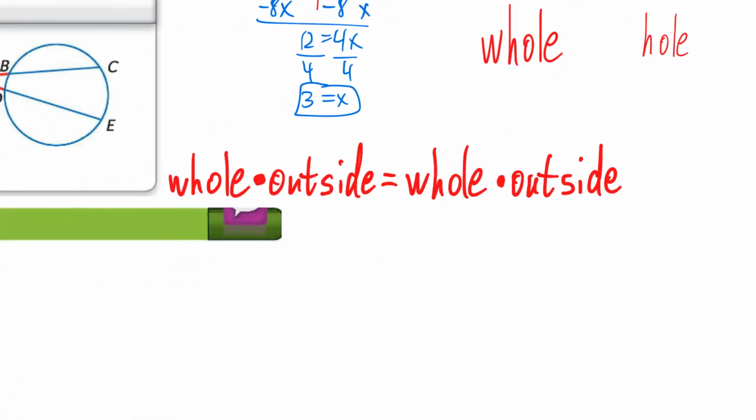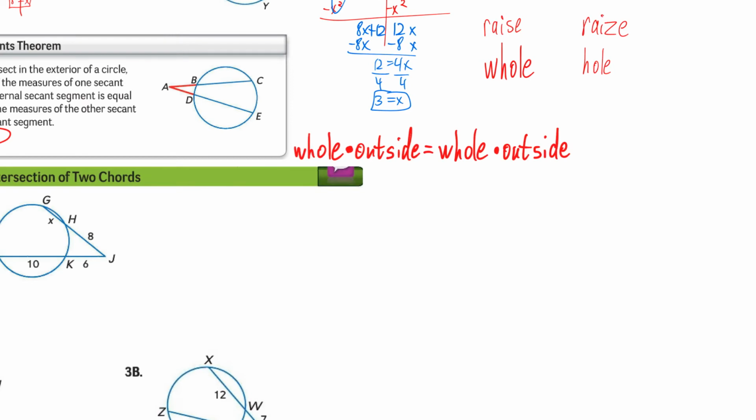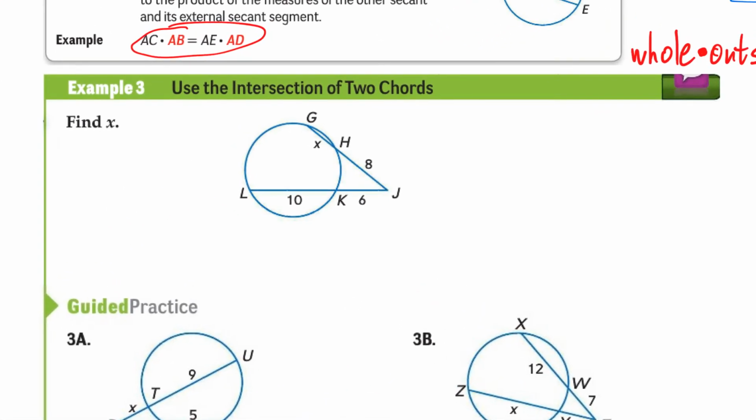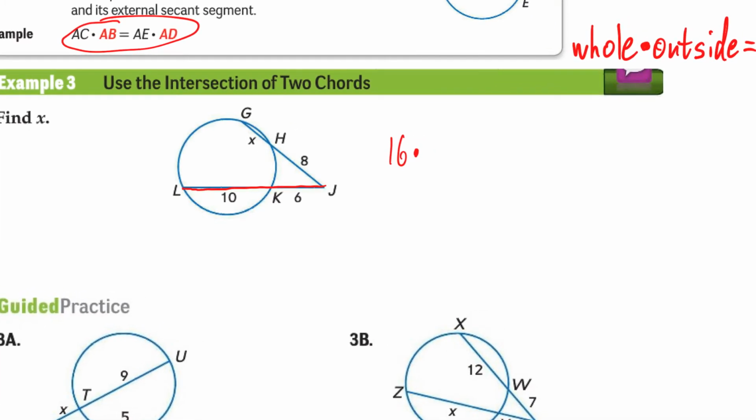Anyways, so back to what we're talking about here. The whole times the outside equals the whole times the outside. All right, so on this one, how long is this whole thing right here? 16. So 16 times how long is the outside piece on that one? 6. 6 equals, okay, how long is this whole thing? It's x plus 8. Remember, you're not multiplying, you're adding them together. So the whole thing is x plus 8 times how long is the outside piece? 8.